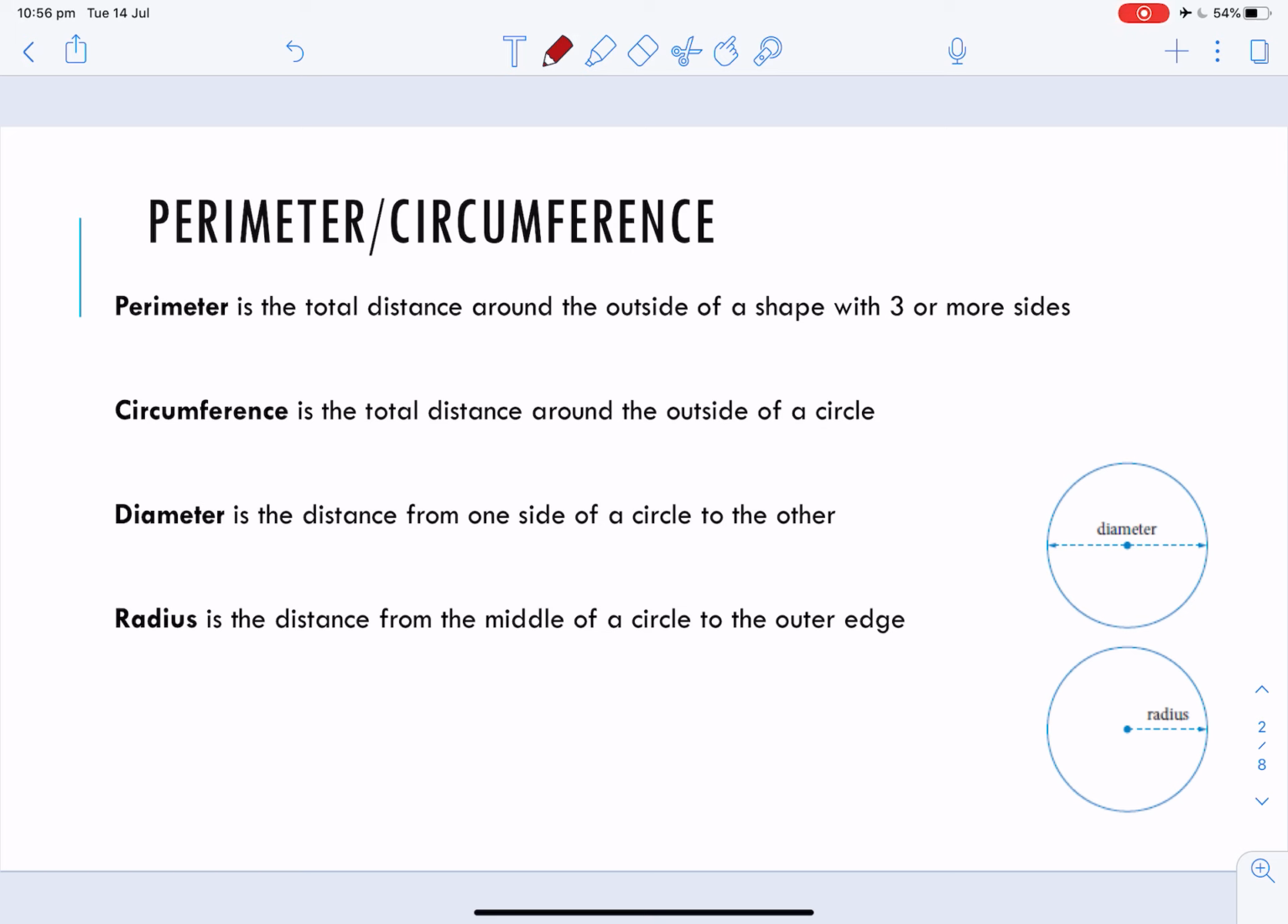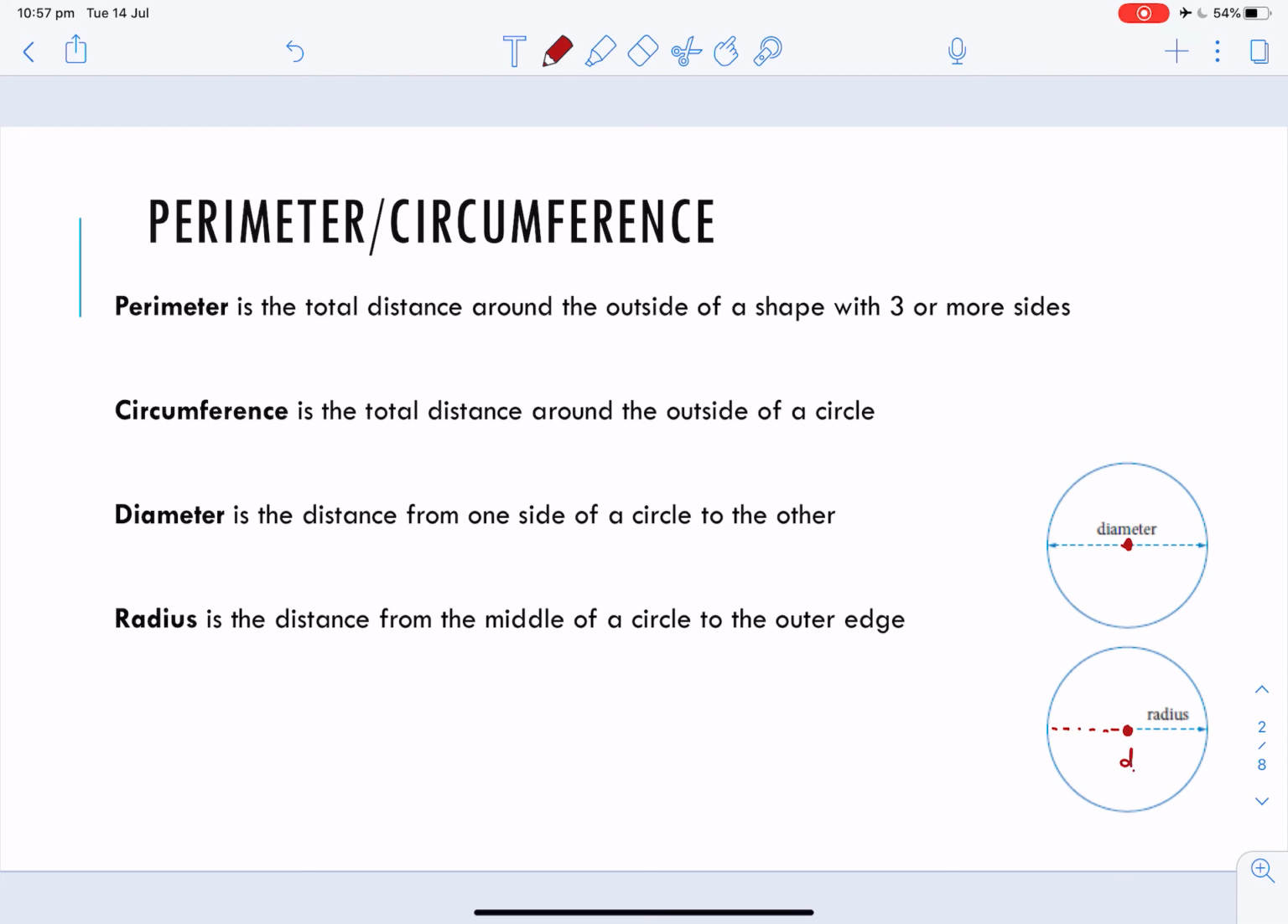The diameter is the distance from one side of a circle to the other. Now with the diameter, however, it needs to pass through the centre point. And the radius is the distance from the middle of a circle to the outer edge. Now, going back to the diameter and the radius, both of these pass through that centre point. Well, at least the radius starts there and the diameter passes through. The radius is actually half of the diameter. So if I was to just keep drawing that dotted line across here, I would end up with the diameter.